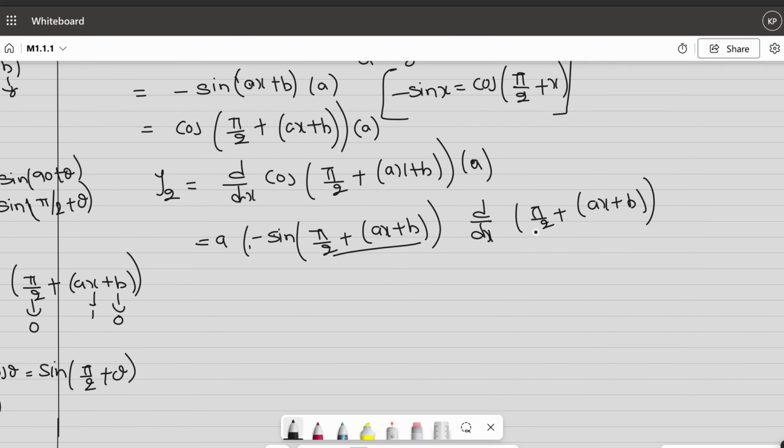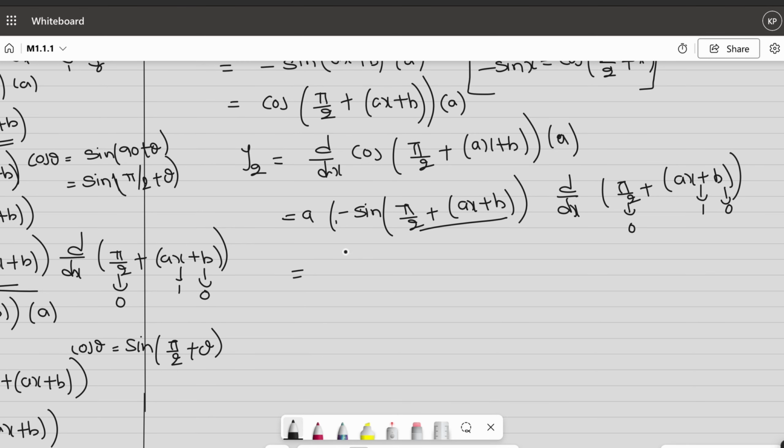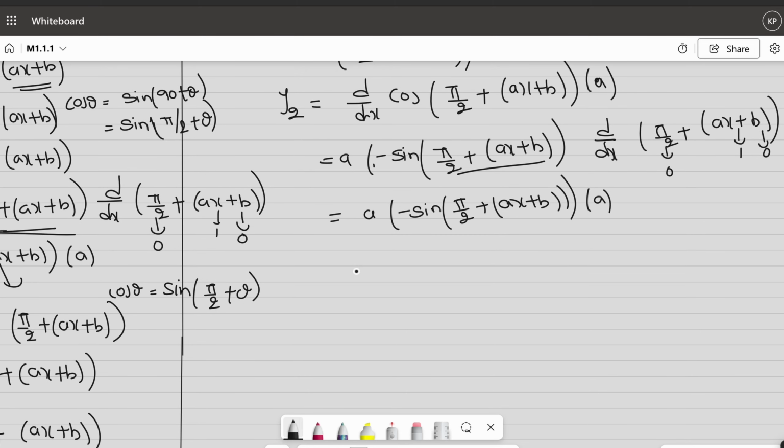Derivation with respect to x, this x becomes 1 and b becomes 0 because b is constant, and pi by 2 is also constant, so it will become 0. So finally we will get a into minus sin of pi by 2 plus ax plus b into a. By multiplying a into a, we will get a square into minus sin of pi by 2 plus ax plus b.